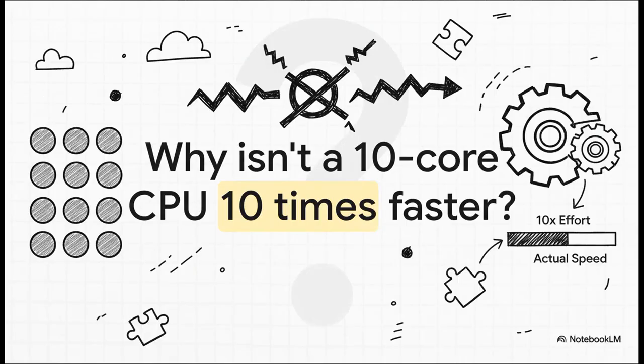So, let's kick things off with a puzzle you probably run into yourself. You get a new computer, maybe it has double the processor cores of your old one, but it doesn't feel twice as fast. A 10-core chip almost never gives you a 10 times speed boost. So what's the deal? Where is all that extra power going?